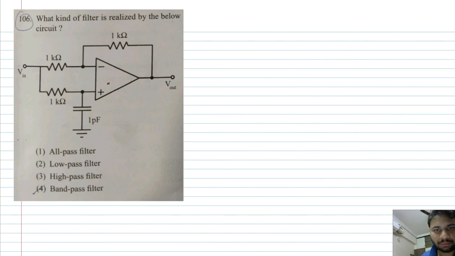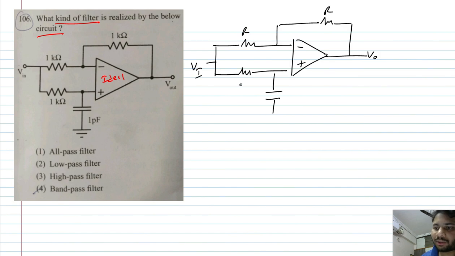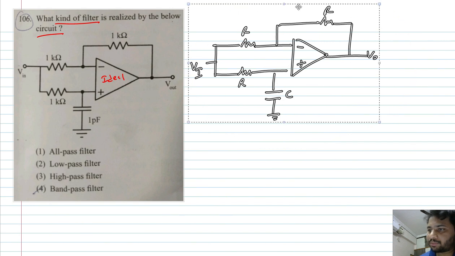Again, there is some op-amp circuit. What kind of filter is realized by the below circuit? Again, the op-amp can be assumed to be ideal. I think this is an all pass filter. Anyway, let's find out. In this circuit also, all the three resistors are identical. I will label all of them as being some R. Again, R is 1 kilo ohm. Once again, I will create a copy of this.